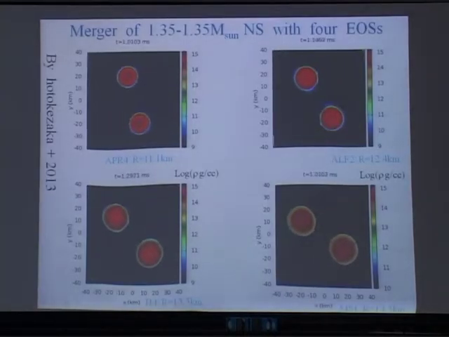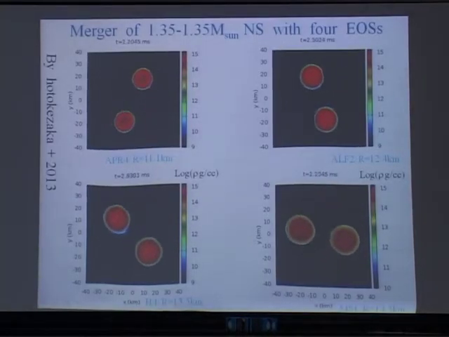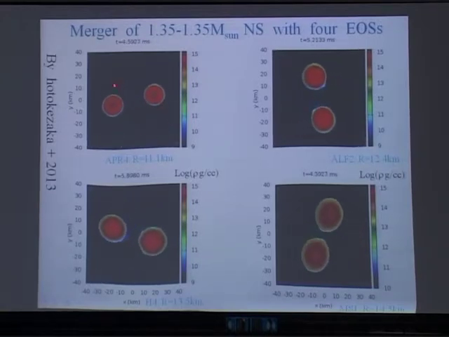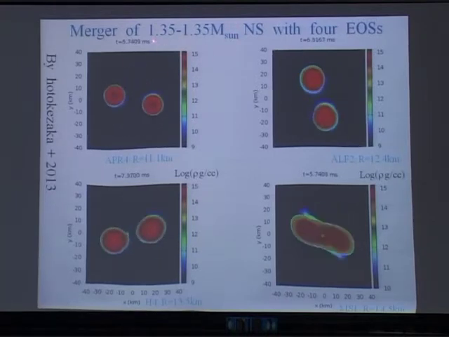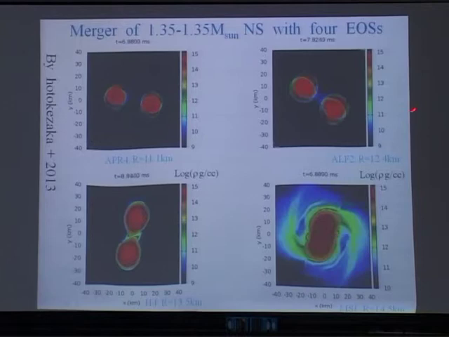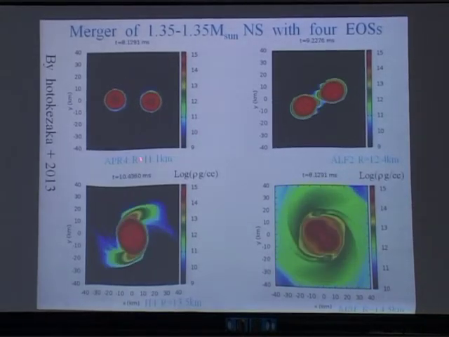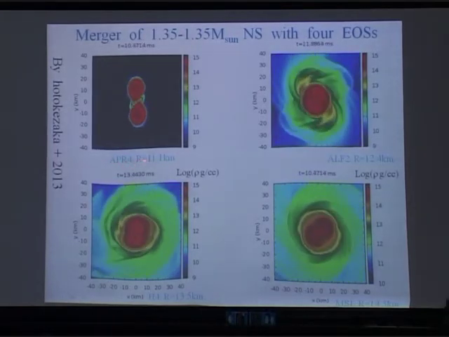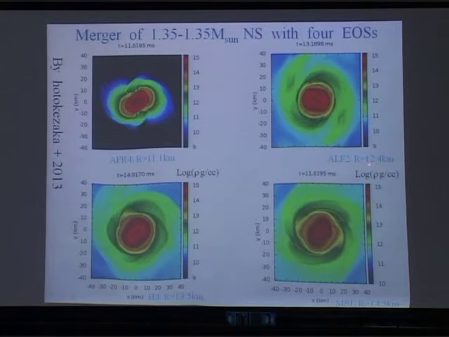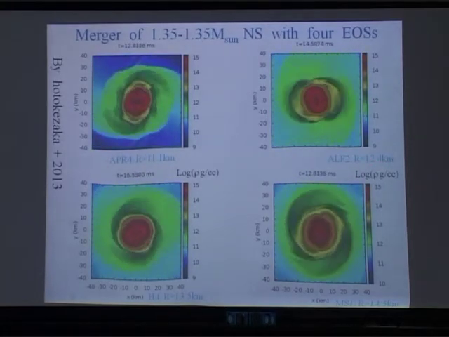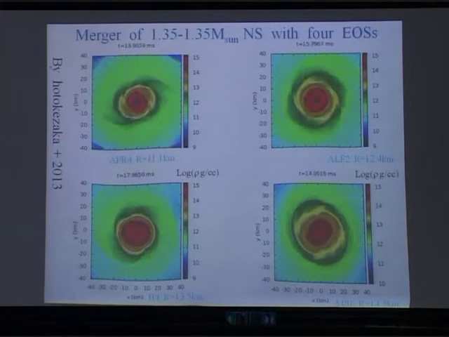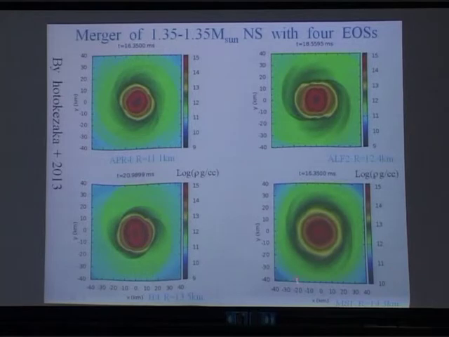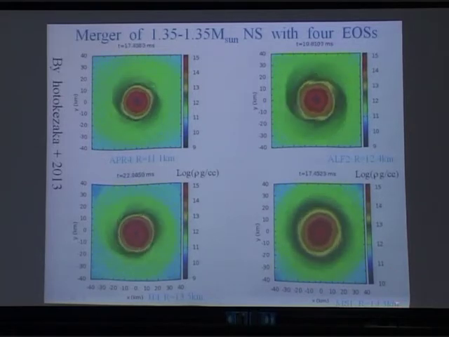Okay, from now I will show you a numerical relativity result. This is an animation for a binary neutron star of mass 1.35 each, with four equations of state. For example, this is APR4 with a radius of about 11 kilometers. In this case the radius is 12 kilometers, and 13 and 14 kilometers and so on. So this is a relatively soft equation of state, and this is a very stiff equation of state. Stiff means that the radius is very large.